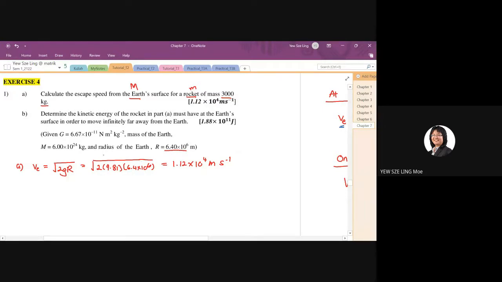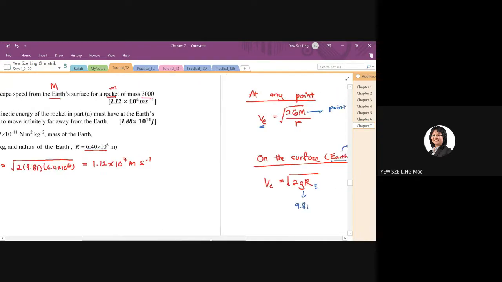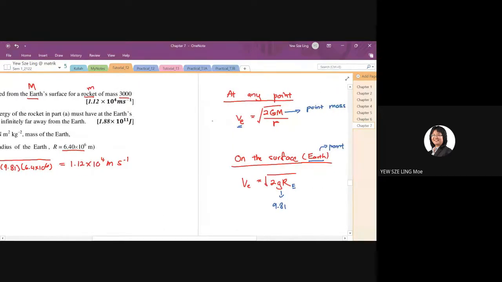So that is the answer for questions A. Questions A, you have escape velocity, which equals 1.12 times 10 to the power 4 meter per second. Now, sometimes students ask me, can you use the first equations? Of course you can, because you have the information about the constant g, the mass of the Earth, and r obviously is the radius of the Earth because you place it on the surface.